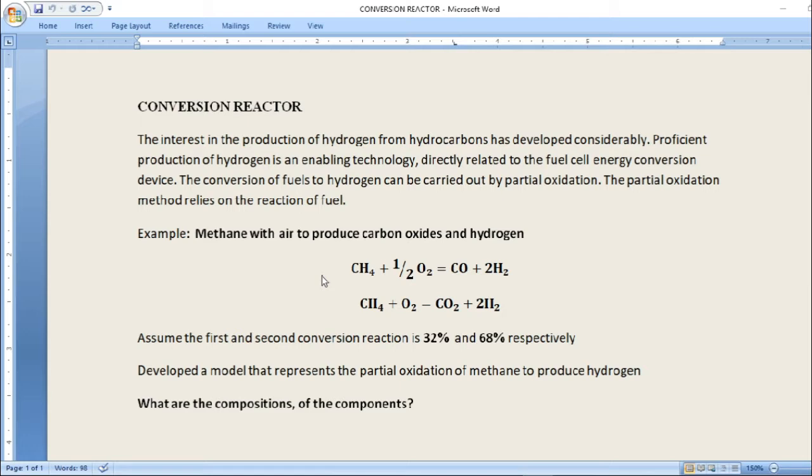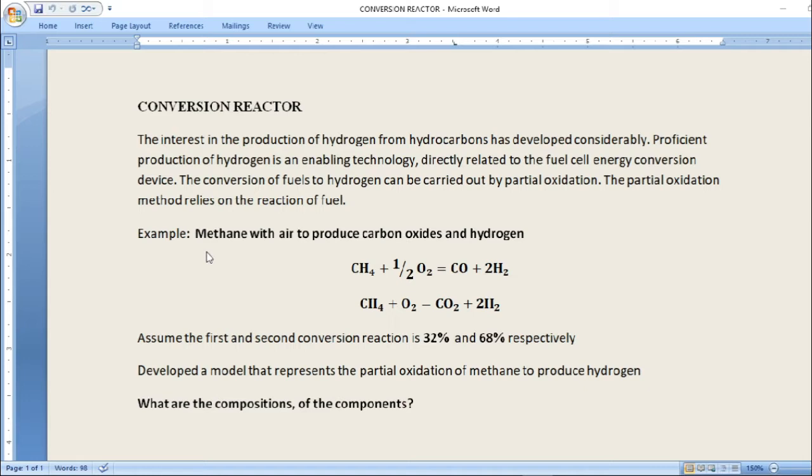So today's episode is going to be on conversion reactor. This is a sample problem given, and it says the interest in the production of hydrogen from hydrocarbons has developed considerably. Proficient production of hydrogen is an enabling technology which is directly related to the fuel cell energy conversion device, and the conversion of fuels to hydrogen can be carried out by partial oxidation. So the partial oxidation method relies on the reaction of fuel.